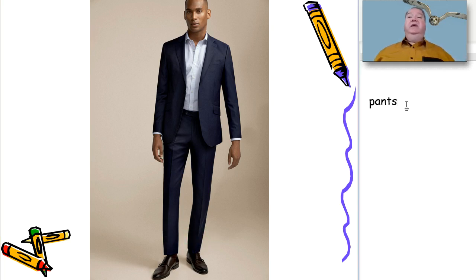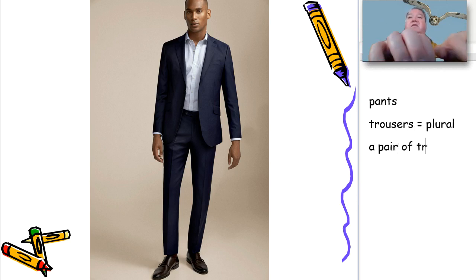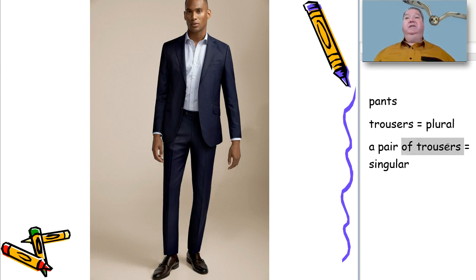Okay, so if you say trousers, that is plural. However, if you say a pair of trousers, that is singular, because now you're talking about a pair. A pair is singular. Of trousers is a prepositional phrase again. Same thing if you say a pair of shoes. That's singular. One pair, a pair of shoes.